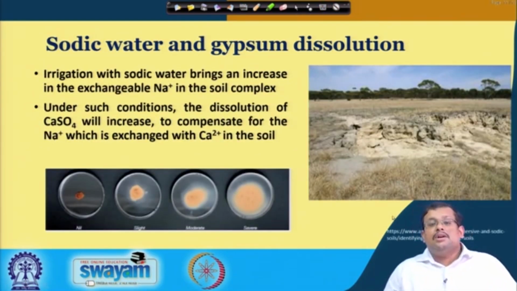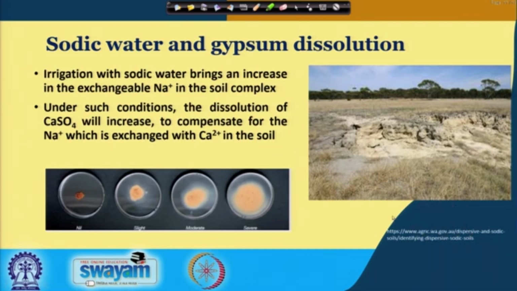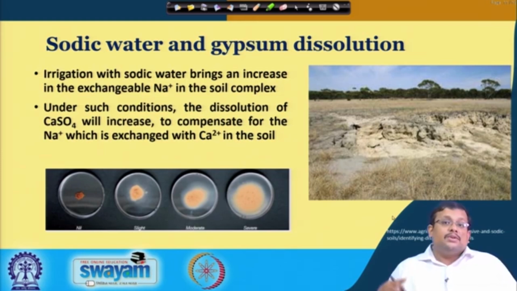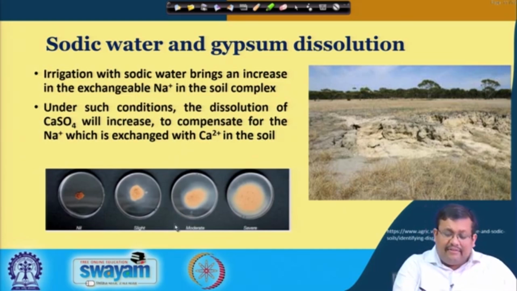So, the sodic soils or alkali soils are basically the sodium saturated soils. If we irrigate with sodic water, it brings an increase in the exchangeable sodium in the soil complex and creates an unfavorable condition, as you can see in this picture. Under such conditions, the dissolution of calcium sulphate will increase to compensate for the sodium which is exchanged with the calcium in the soil.